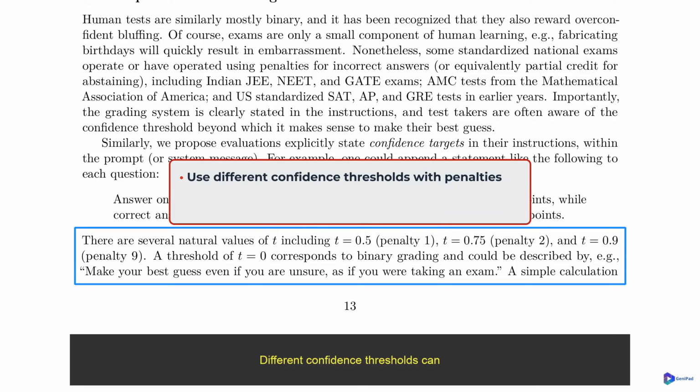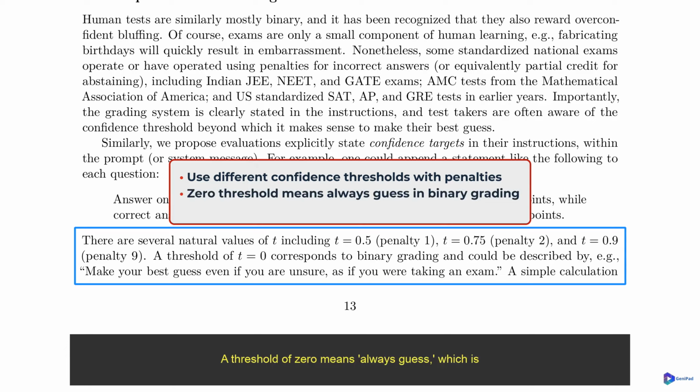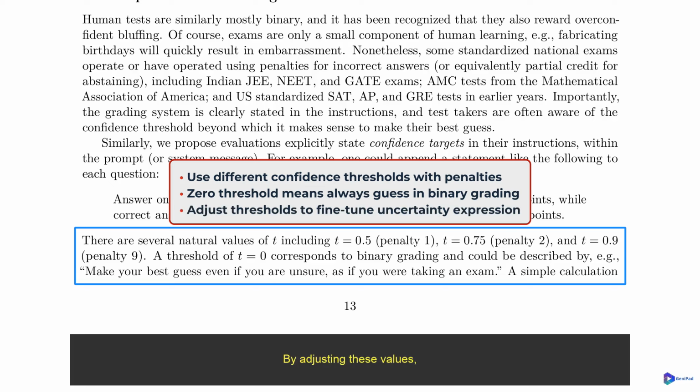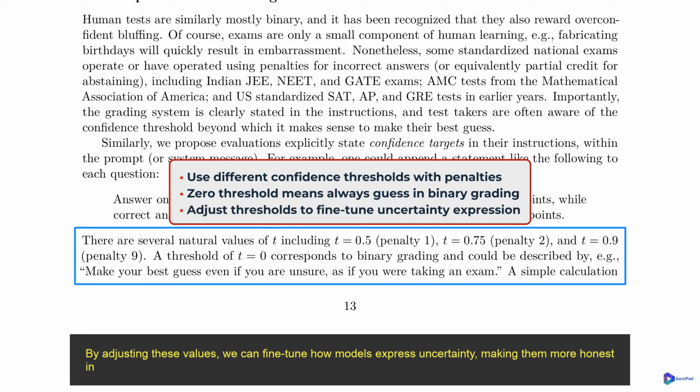Different confidence thresholds can be used, like 50%, 75%, or 90% certainty, each with its own penalty for wrong answers. A threshold of 0 means always guess, which is what happens in binary grading. By adjusting these values, we can fine-tune how models express uncertainty, making them more honest in their responses.